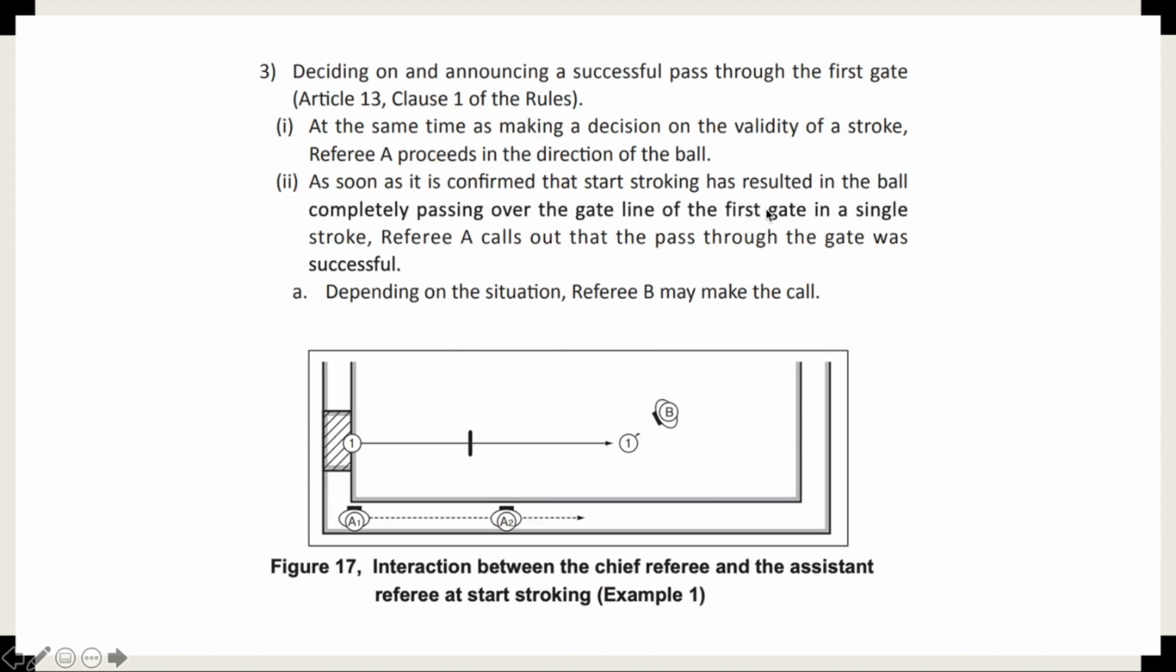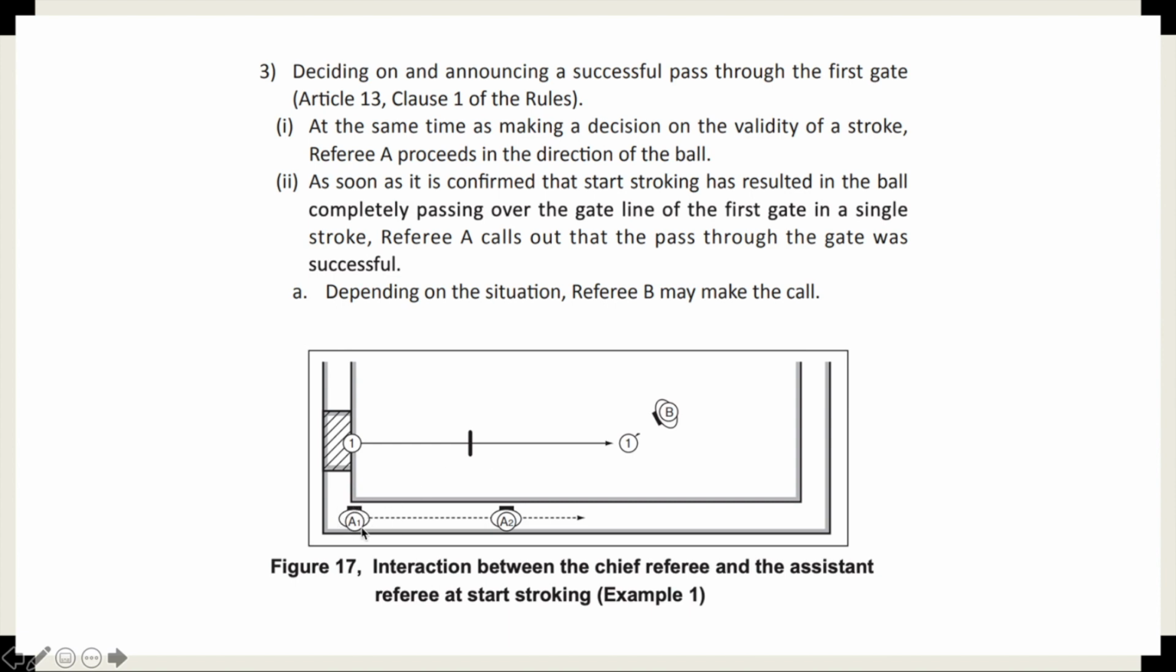Rightio, number 3, deciding on and announcing a successful pass through the first gate. At the same time as making a decision on the validity of a stroke, referee A proceeds in the direction of the ball. So we can see that referee A is here. Now this could be the chief referee, could be the assistant referee, we don't know. We can see that ball 1 is performing the start stroking.